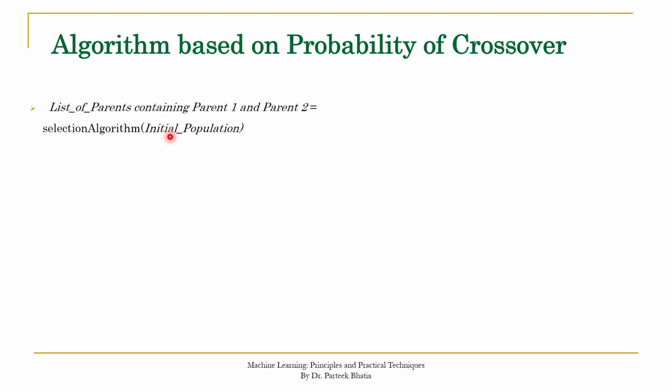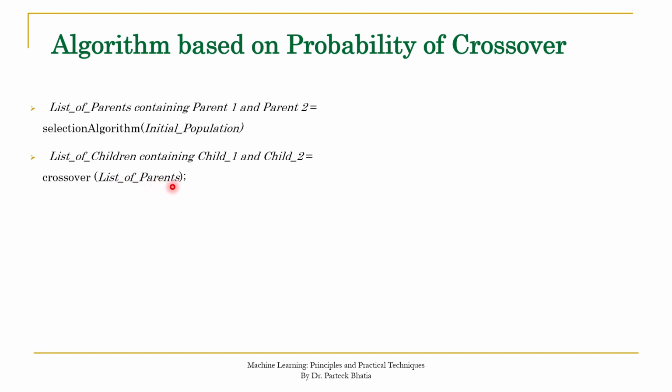The detail of this algorithm has been given here. First of all, a list of parents is created by selecting parent 1 and parent 2 with the process of natural selection. So on the initial population, we apply the process of natural selection and we select two parents, that is parent 1 and parent 2, and these are stored in the list of parents.